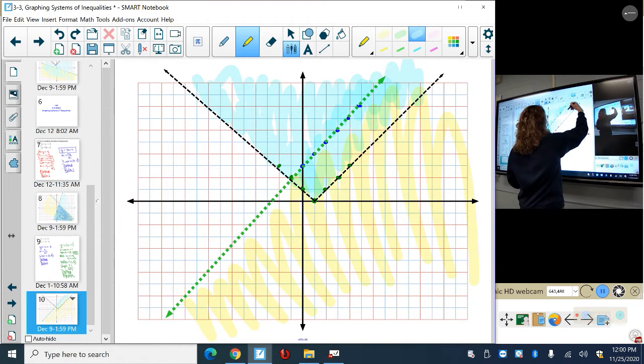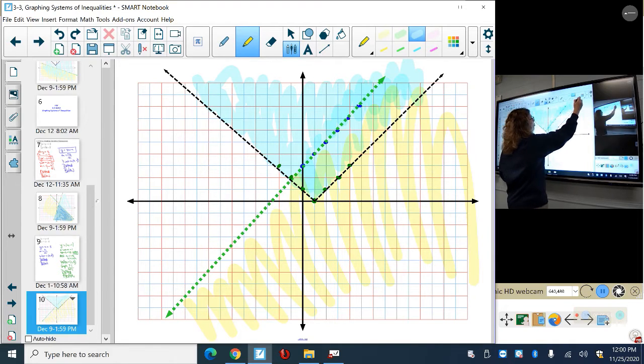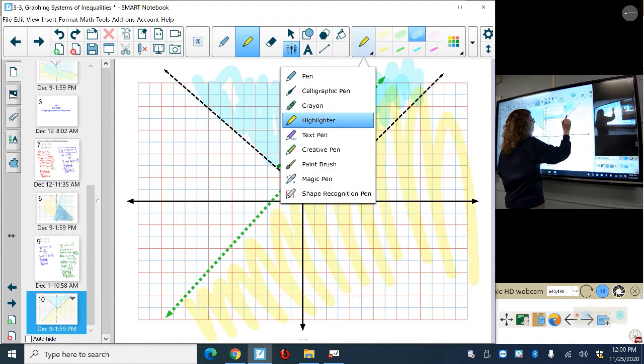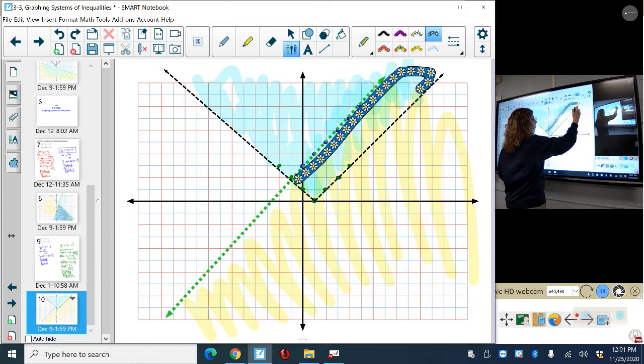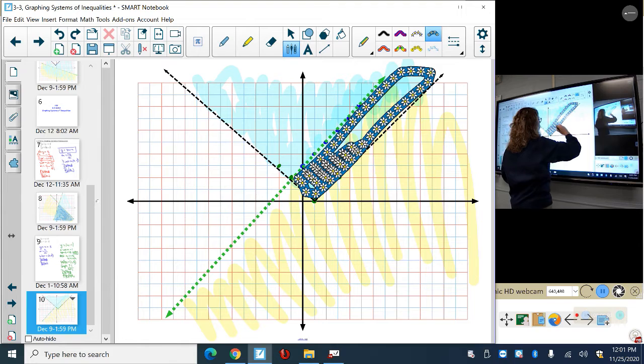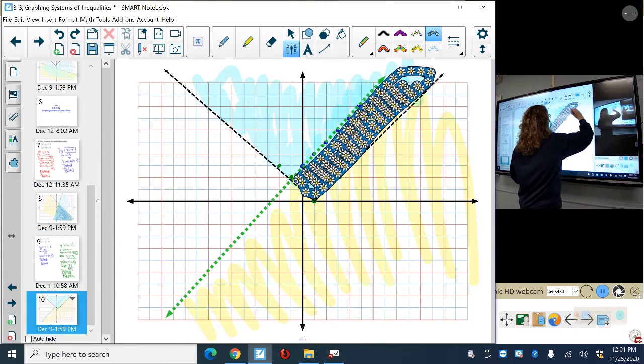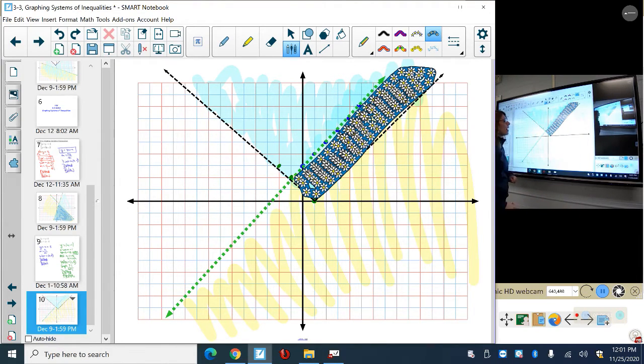So where do these two graphs overlap? These two graphs are going to overlap in this region. Two flowers this time. Okay, so that is where they overlap. That is the only part that we need. That is how you do tonight's homework. If you have questions, please let me know.